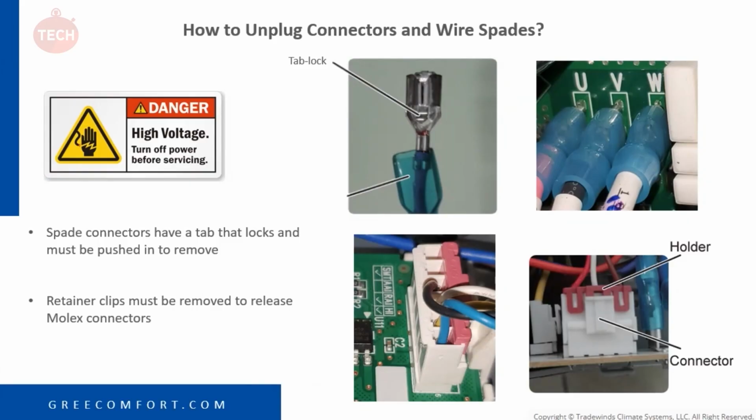So again, for the plugs, remove that little red clip. It may be a different color than red. Sometimes it's white, sometimes it's black. You just remove that clip, then you can use your thumb and press the release button on the plugs. And again, on the spades, just slide that rubber back and hit the tab lock.